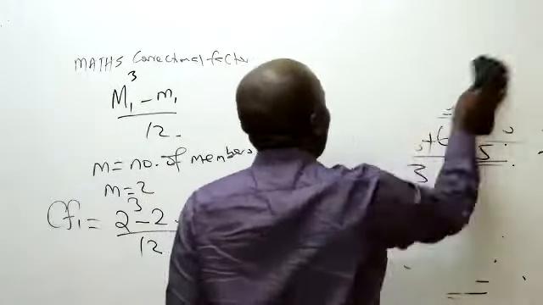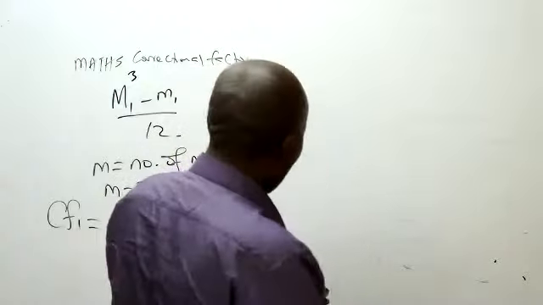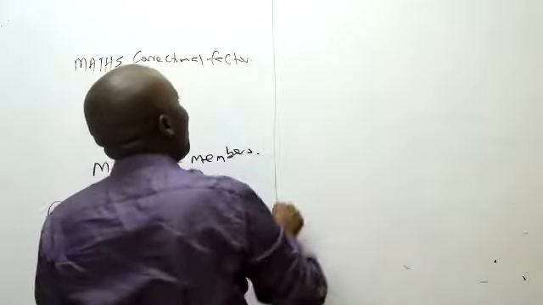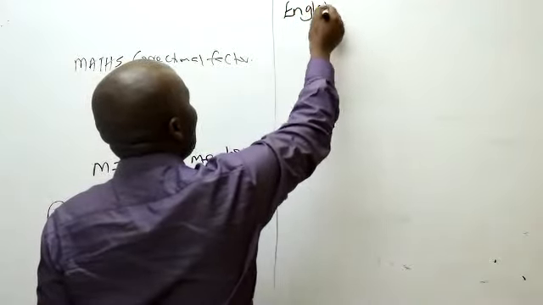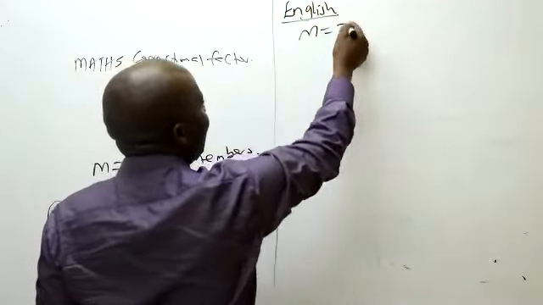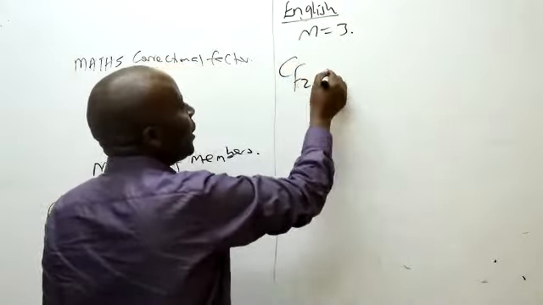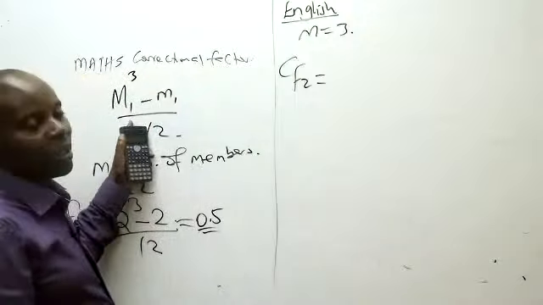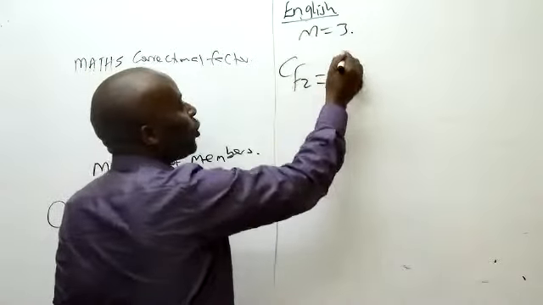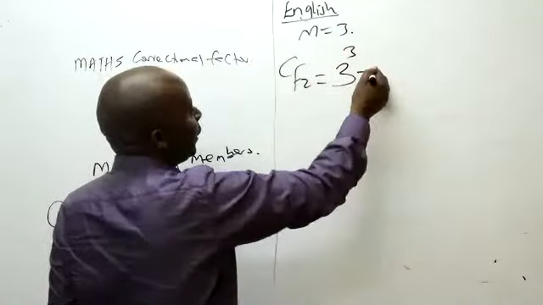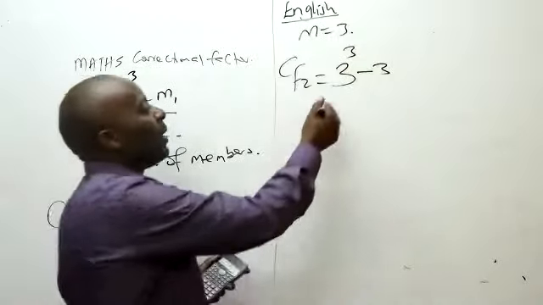Correctional factor 2. So correctional factor 2 is for English. Remember here we had 3 members who tied. So we want the second correctional factor using this same formula. Number of members who tied are 3. So 3 raised to power 3 minus these 3 again, minus the members who are 3. And then you divide by 12.